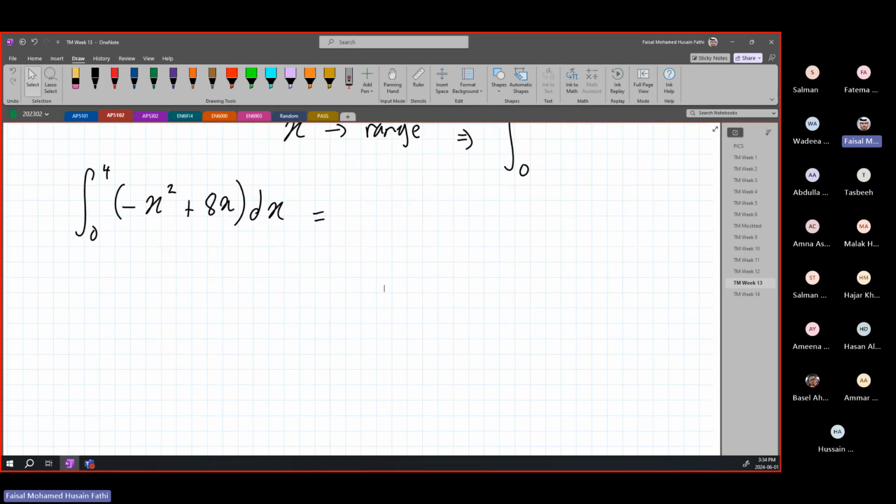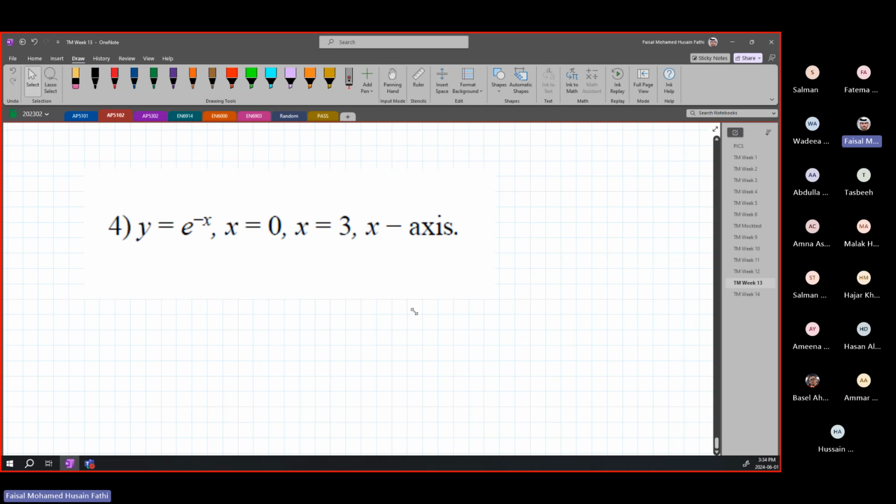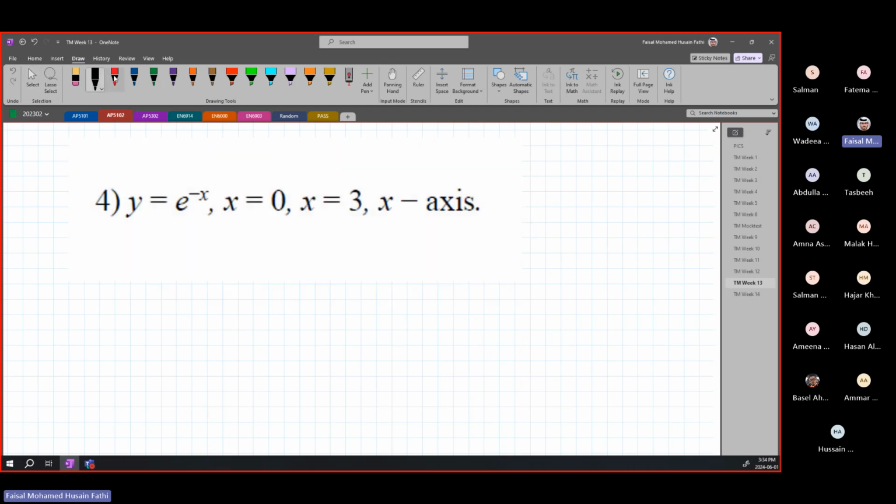Let's look at another example. Again, very simple, same idea, same concept. Here it says y is equal to e^(-x). So this is our y function. This is our x equals 0 and x equals 3, meaning that this is from 0 to 3, and that's it.